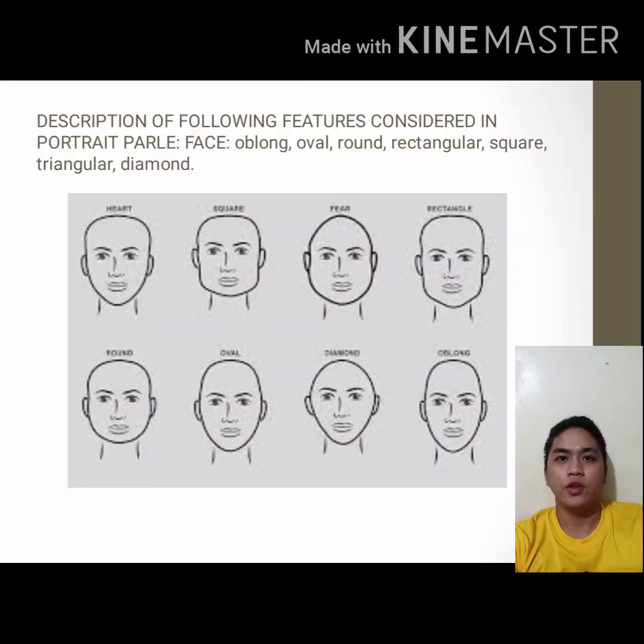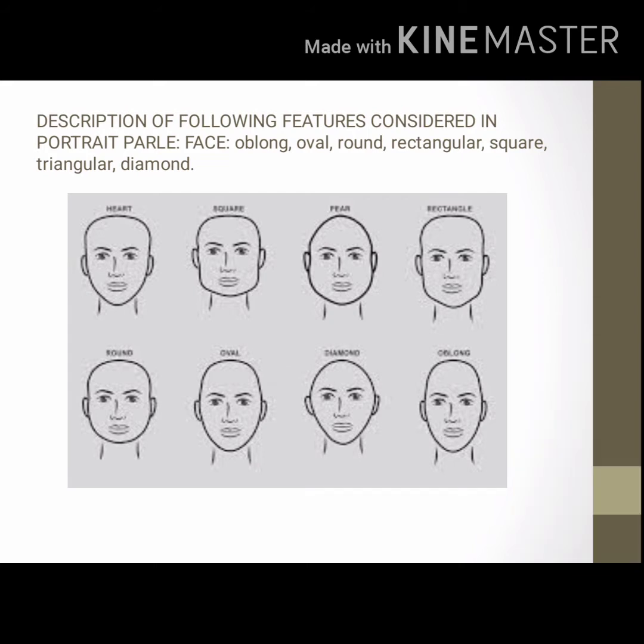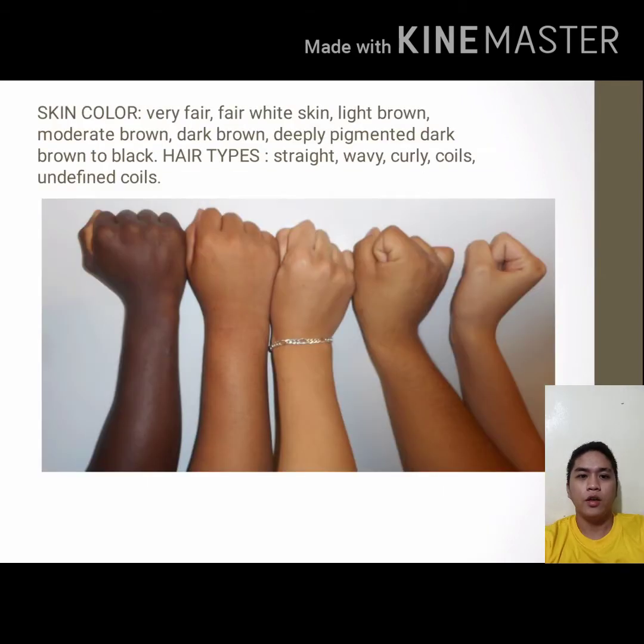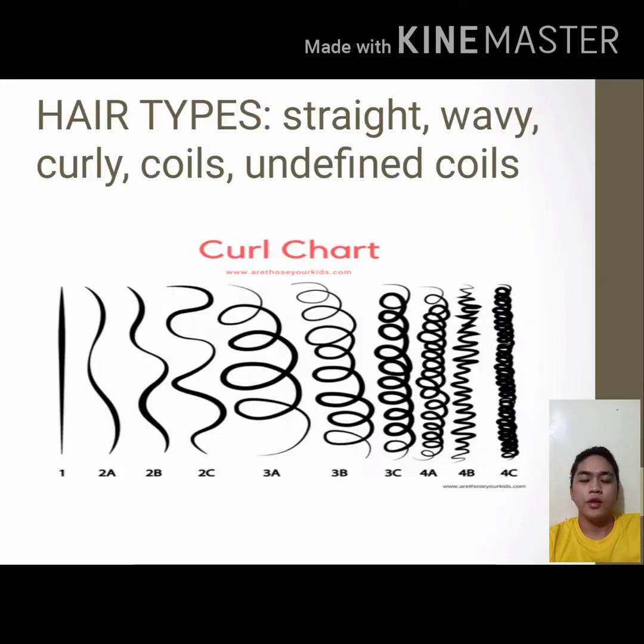The following features are considered in portrait parlé. Face: oblong, oval, round, rectangle, square, triangle, diamond. Widow's peak, an example of the feature, is the pointed hairline. Skin color: very fair, fair white skin, light brown, moderate brown, dark brown, deeply pigmented dark brown to black. Hair types: straight, wavy, curly, coils, undefined coils.